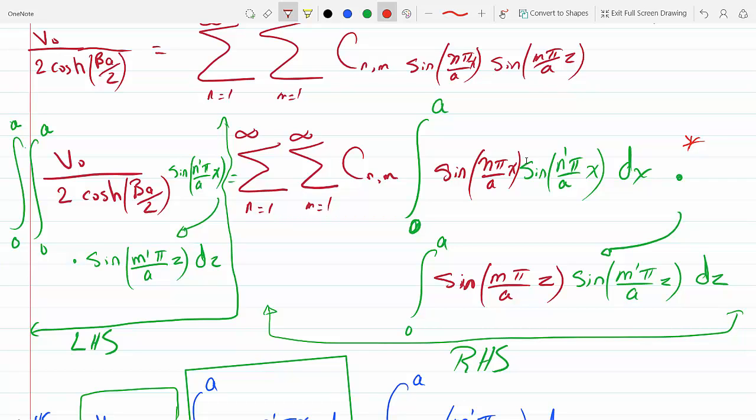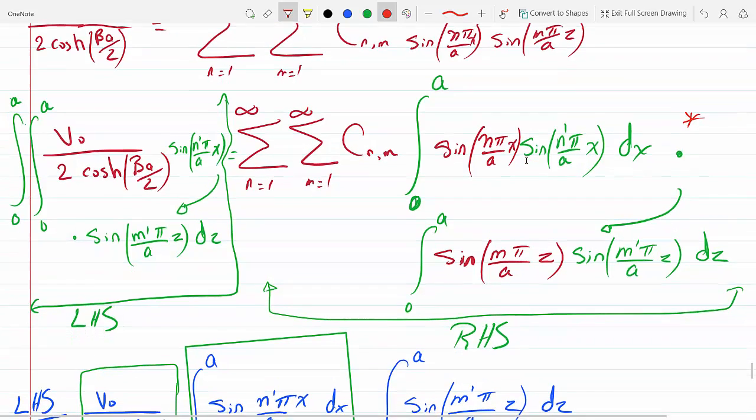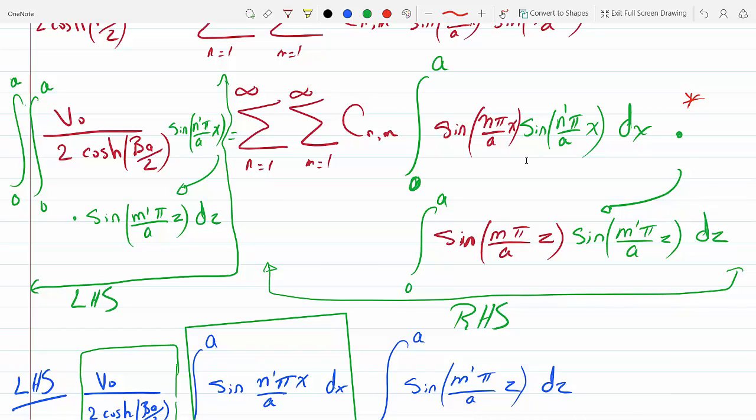Let's see. One moment. I'll actually do it on the calculator really quick. I'm doing it on the calculator. Yeah, you get a over 2. So all of them will go away. And then you'll get a over 2.